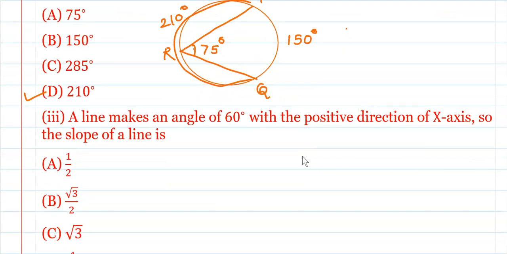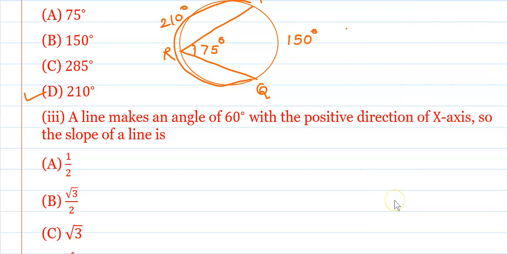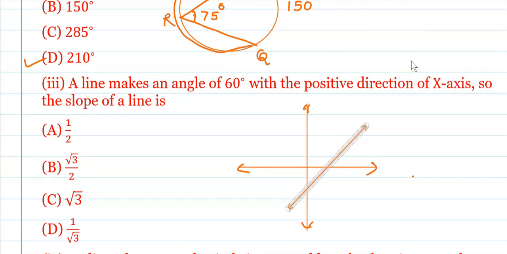Next, a line makes an angle of 60 degrees with the positive direction of x-axis. So, the slope of the line. Okay. Now, see this here, the coordinate geometry. This is the coordinate geometry. These are the x-axis and y-axis. The given line makes an angle of 60 degrees. Suppose this is the measure of angle 60 degrees. Okay. Then what is the slope of the line?